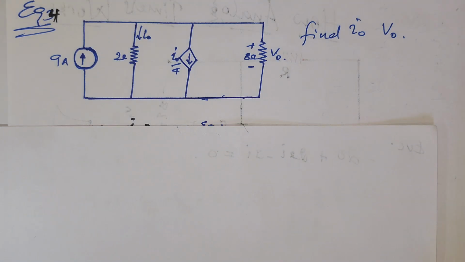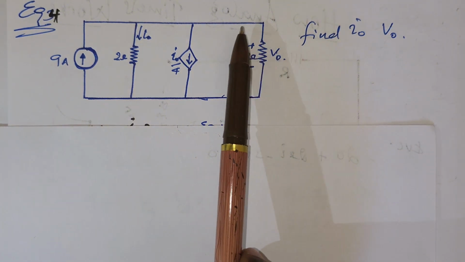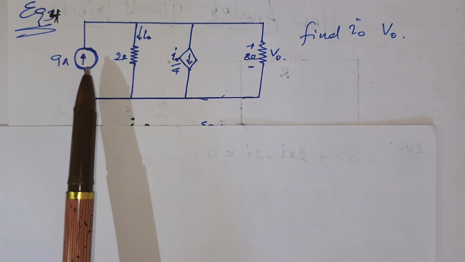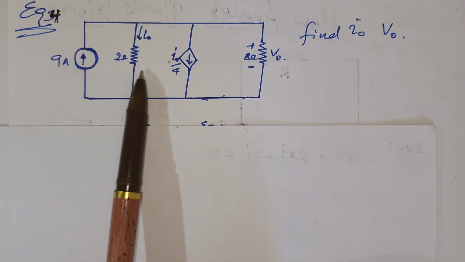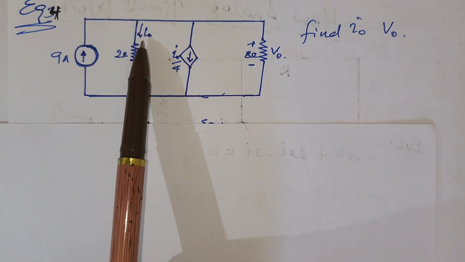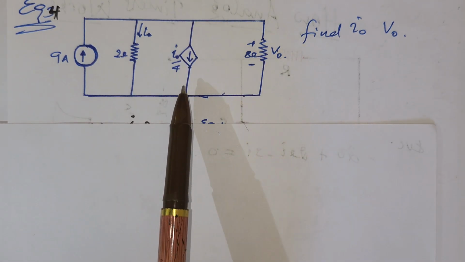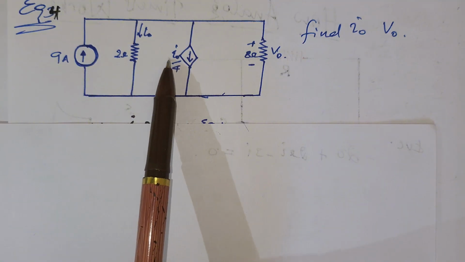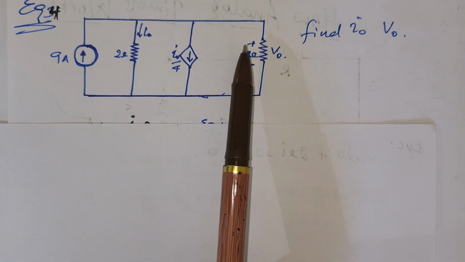Simply to calculate this, the current on this branch is not given. The current on this branch is simply 9 amp, which is the current source, whereas this one is given by I naught. The current on this branch is a dependent current source, which is I naught over 4. On this one, it's not given.